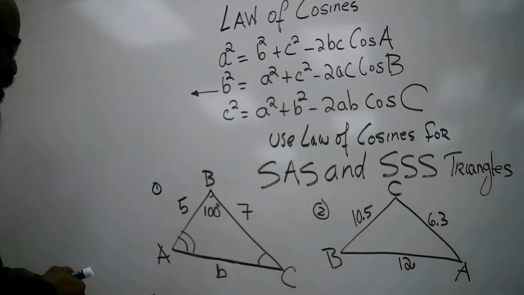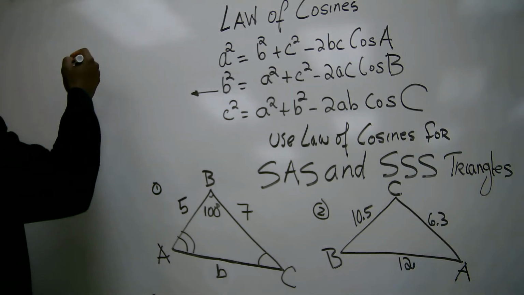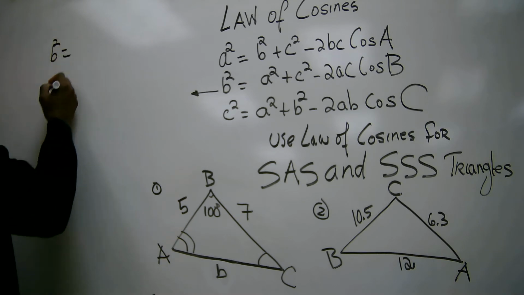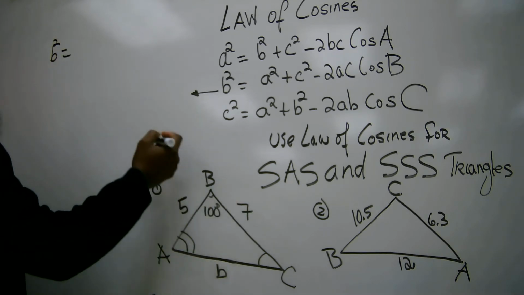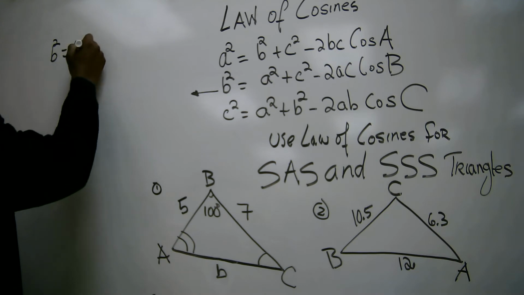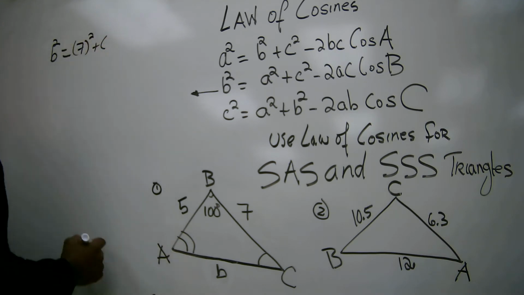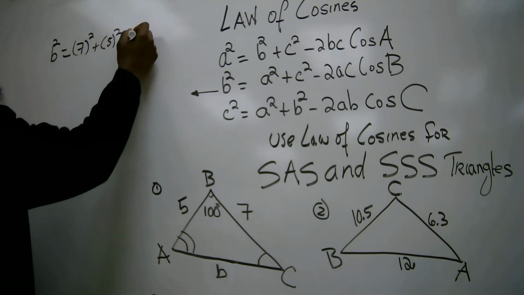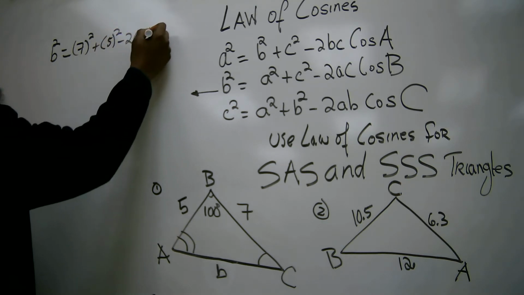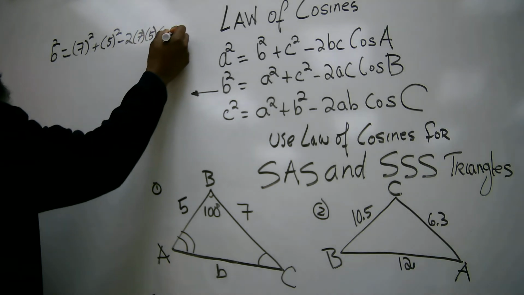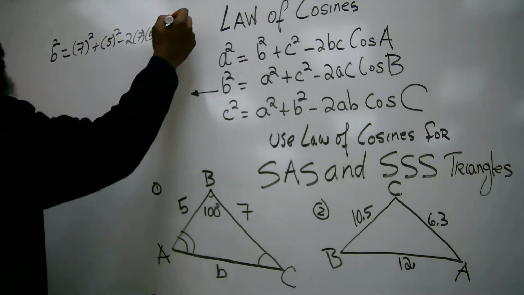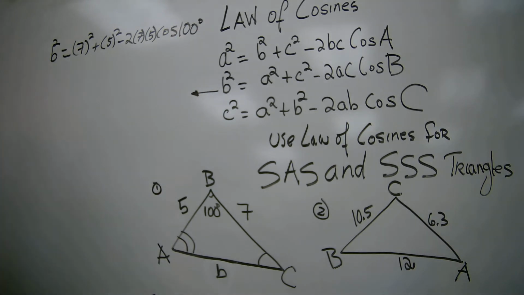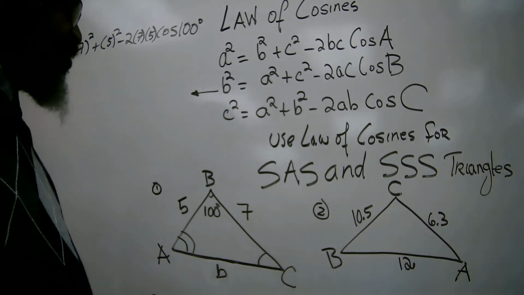So I will set it as B squared equal to A squared. In this case, A is 7, that will be 7 squared, plus C squared. C is 5, so 5 squared, minus 2 times 7 times 5, and cosine B is 100. You replace 100. Then that's how you set it up. Then you will have to use order of operation to get your answer.